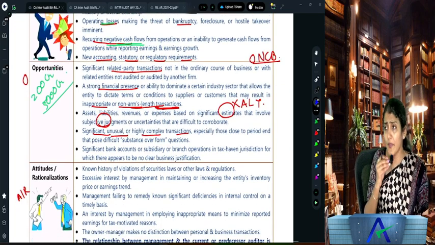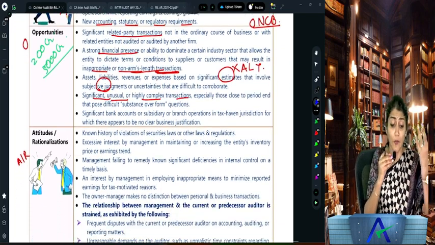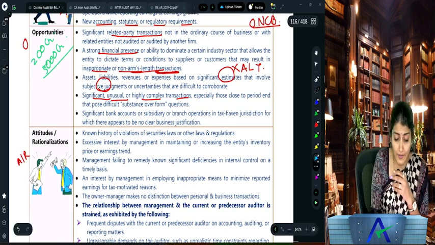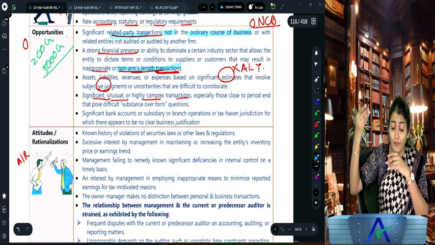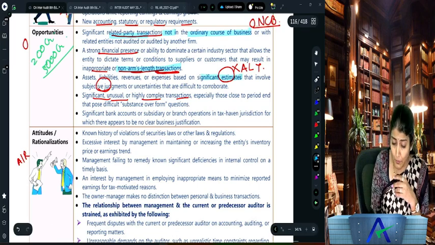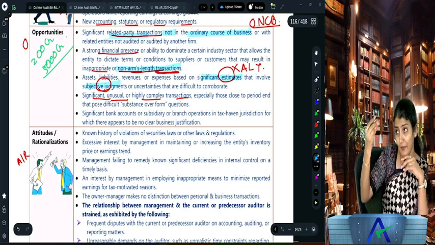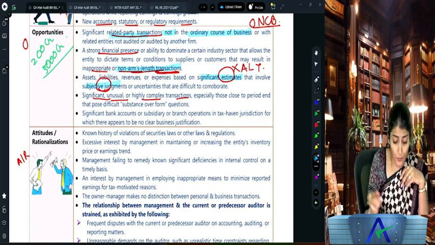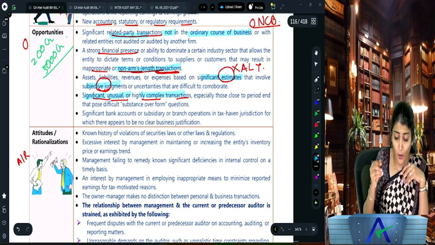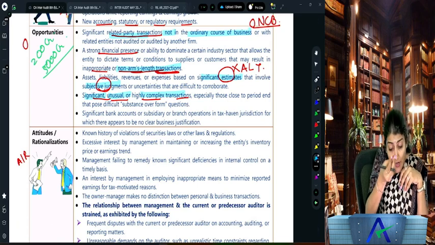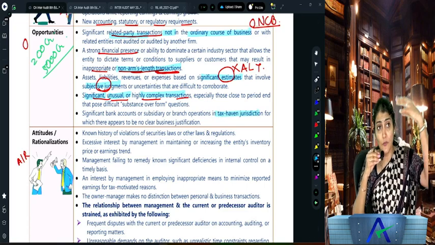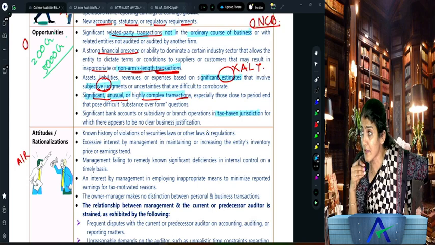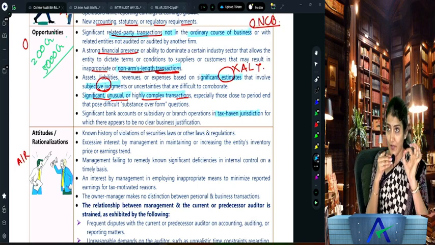Then how come they are able to do the fraud in accounting? Because they are doing a lot of related party transactions which are not in the ordinary course. Then they are doing the non-arm's length transaction. Then they are doing transactions which involve the judgment where there is subjective judgment. Then they are doing the significant, unusual and the complex transaction. Then they are doing a lot of transactions with the companies which are registered in the tax haven. A Swiss account, Mauritius bank account, where the tax liability is zero. Right, so again they are doing the fraud in accounting.